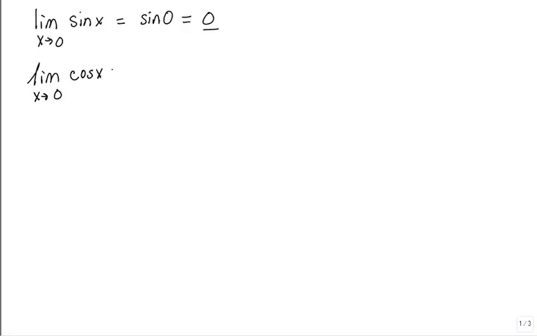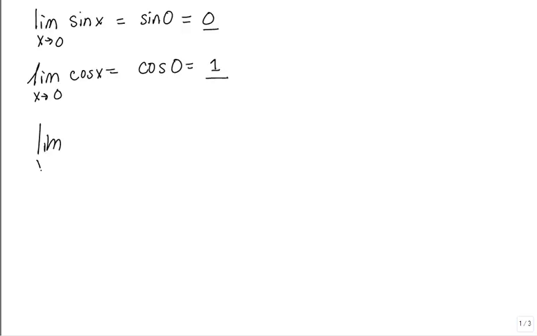Let's look at some more examples. Limit of sine x, x approaches 0. Now, trig functions are nice and smooth too, so you can use direct substitution on those, and the sine of 0 is 0. Limit of cosine, same thing. Cosine is nice and smooth, and there's no breaks or anything funny going on there, so you can just use direct substitution, and cosine of 0 is 1.